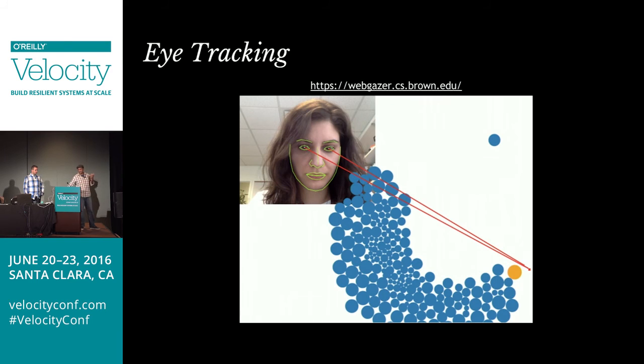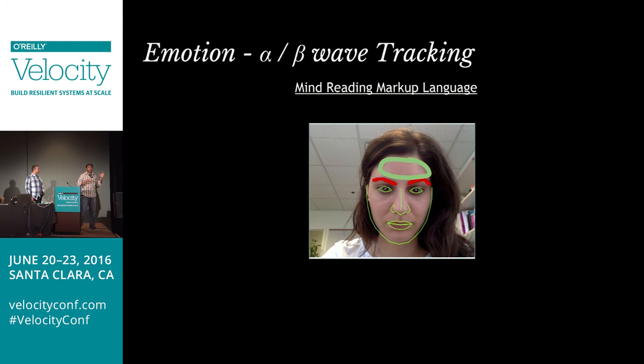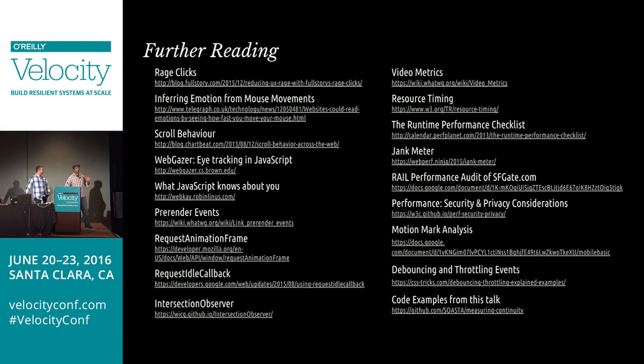Now, clearly this is not good enough because it's only telling you where they're looking, not how they're feeling when they're looking. So if anybody's interested in updating this to do eyebrow tracking and maybe even frown tracking, that'll be pretty cool. But ideally, what we'd want to do is alpha and beta wave tracking, just look directly into their brains and tell whether users are happy or not.